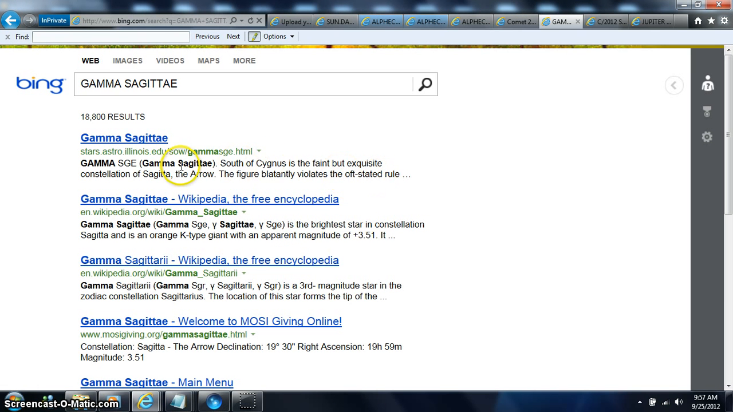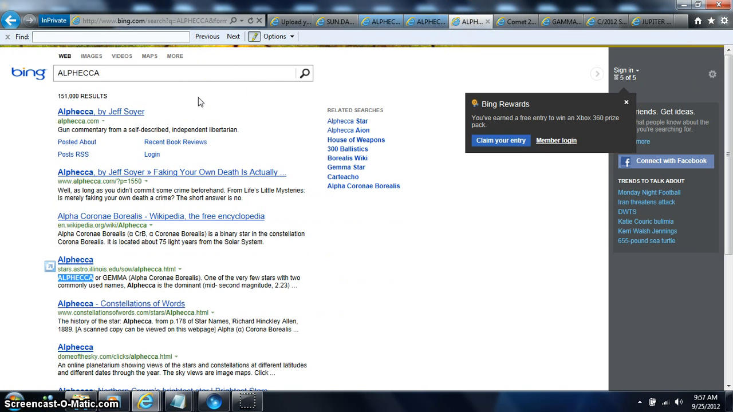Now again, the often stated rule, Gamma Sagittae, is... So basically, the dwarf is pretty much in that Gamma Sagittae area. And also, Gamma stands for, when you look it up, it's going to give you a sexual change and deviant, basically. You look up the definition of the word, okay? And then it's also got Alphecca and Gamma, okay? It's not Gemma, I'm sorry, I said that wrong. Alpha Coronae Borealis, okay? Alphecca is the dominant. Mid-second magnitude one, okay? So, it's a very interesting area.